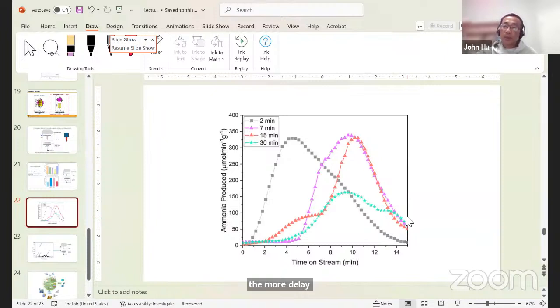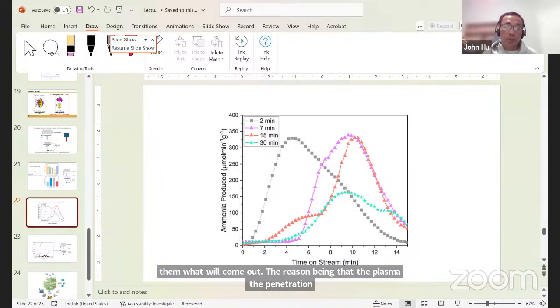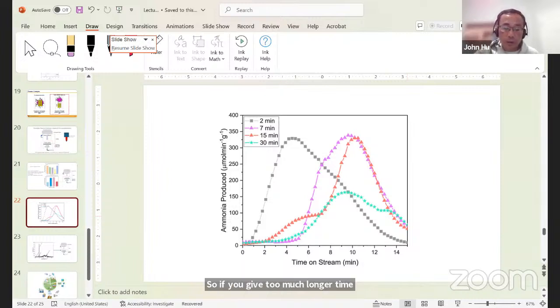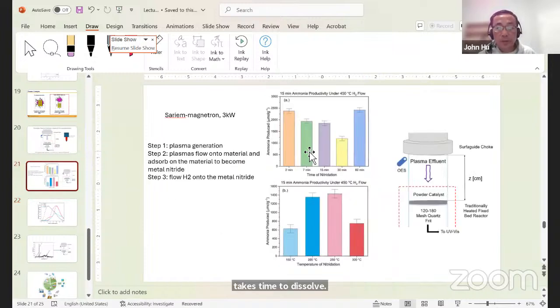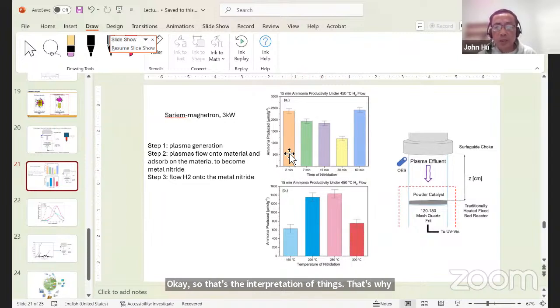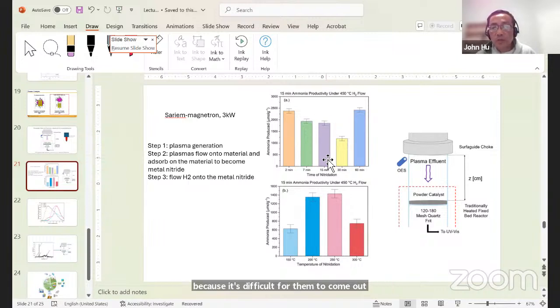The reason is the plasma penetration. If you give it too much time, the interaction with the plasma keeps going deeper, and when the hydrogen comes in, it takes time to dissolve. Okay, so that's the interpretation. That's why there's no pattern in how much ammonia comes out for 2 minutes or 7 minutes. You have to look at this from a different angle, and why they're different is because it's difficult for the nitrogen to come out. That's why you don't see this amount, because the penetration is so deep.